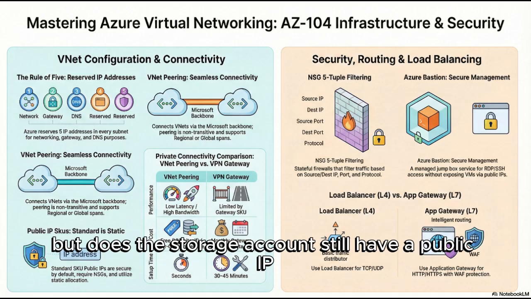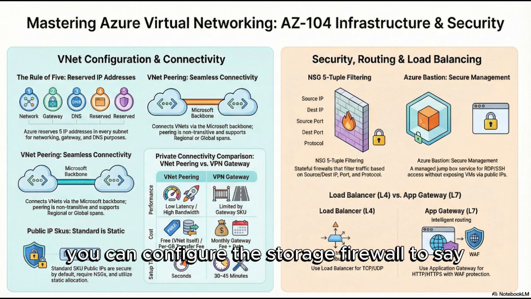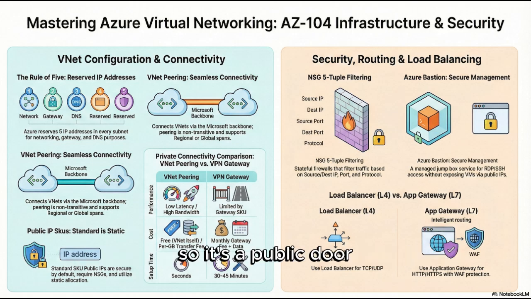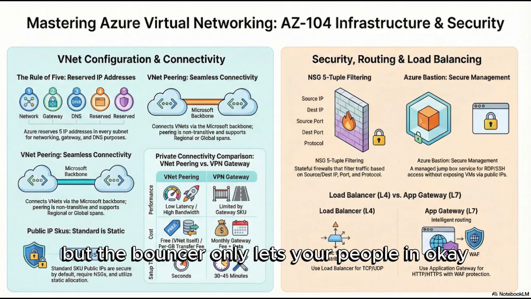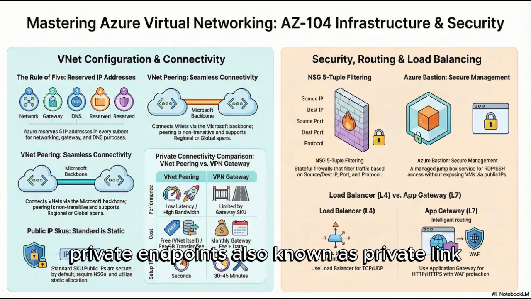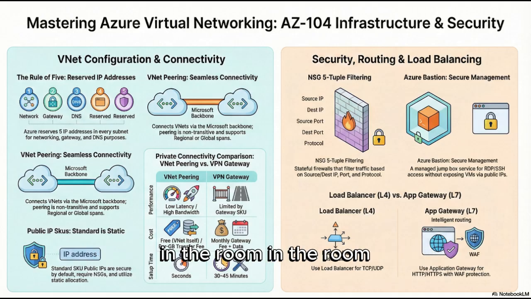But does the storage account still have a public IP? Technically, yes. But with service endpoints, you can configure the storage firewall to say, only accept traffic from my specific subnet. So it's a public door, but the bouncer only lets your people in. Okay. So what is the next level option? Private endpoints, also known as Private Link. This actually brings the service into your VNet. In the room. In the room.